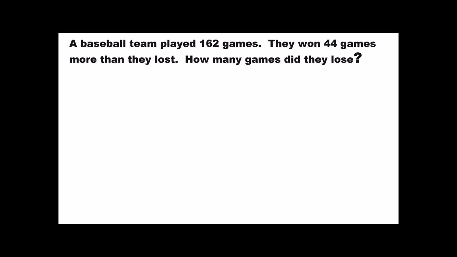As with any application problem, it's important for us to begin by asking ourselves, what is it we are being asked to figure out? Because that's always our unknown, which makes it our variable. In this case, that's very easy to spot because you can see at the end of the problem there's this question: how many games did they lose? So our goal is to figure out how many games they lost. I'm going to assign that a variable. I like the letter L. L reminds me of losing.